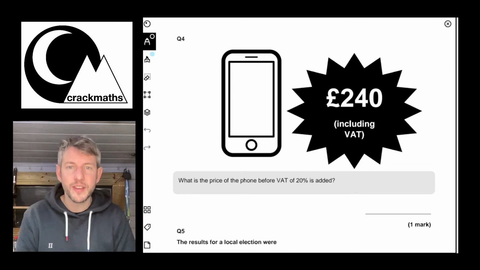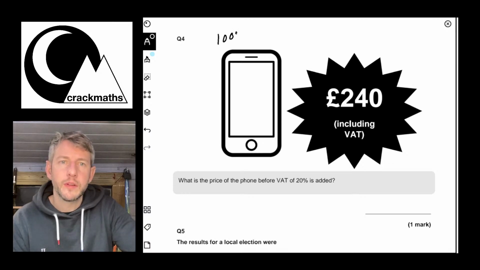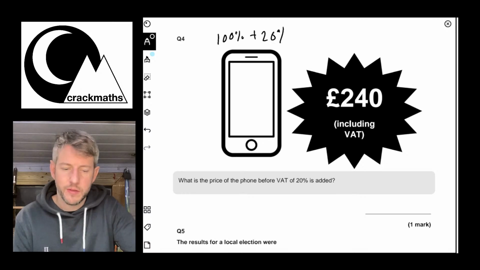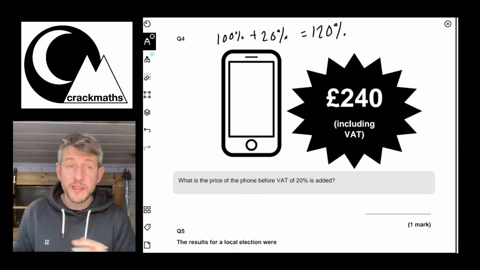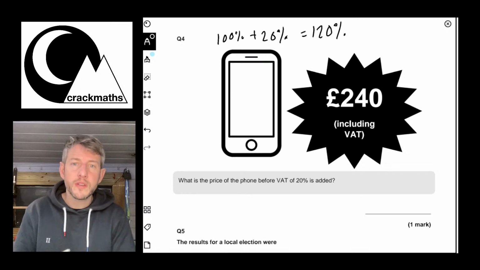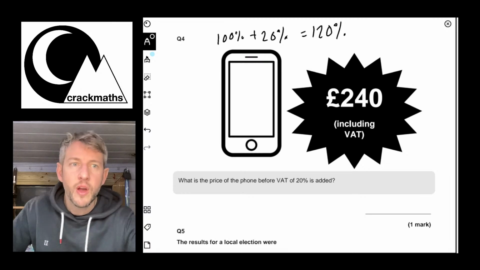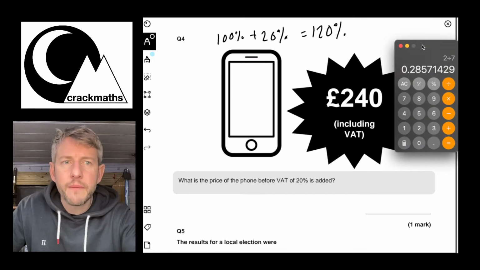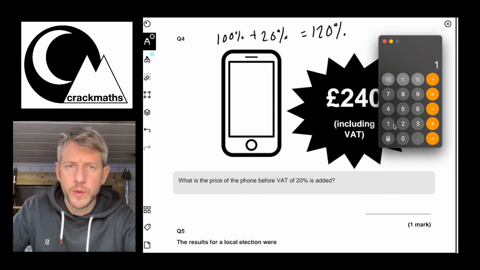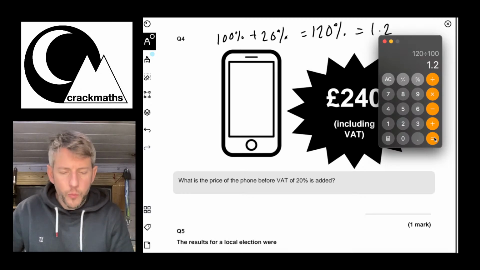So, if we're adding VAT at 20%, what we're doing is we're starting off with 100%. We're adding our 20%, okay, which makes 120%. Now, remember about percentage decimal multipliers. If we wanted to find 120% of something, which is increasing it by 20%, we've got to find our percentage multiplier so we know what we'd be multiplying it by. So to do that, I just do 120 divided by 100, and that equals 1.2.